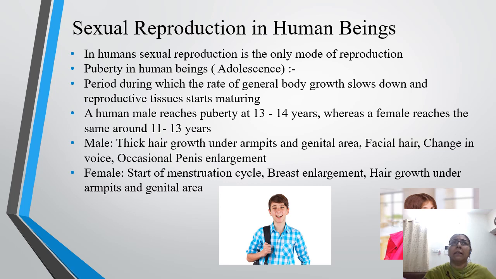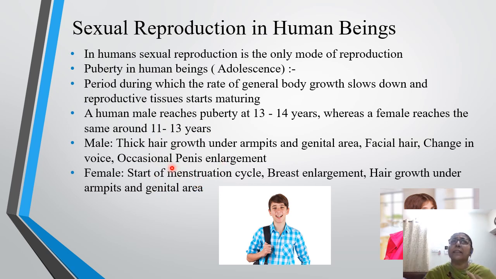In humans, sexual reproduction is the only mode of reproduction, and both male as well as female attain puberty, which we call adolescence. During the period of adolescence, the rate of general body growth slows down and the reproductive tissues start maturing. In human males, puberty is reached at the age of 13 to 14 years, whereas in females it is slightly earlier, between 11 to 13 years.